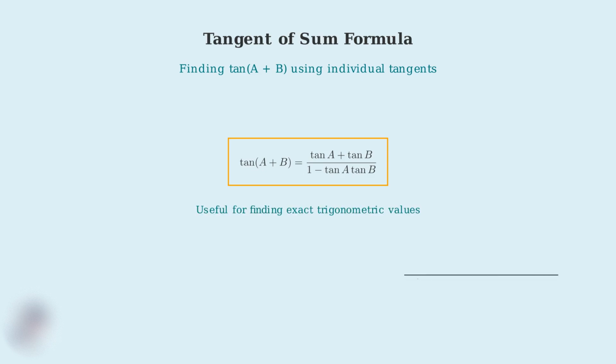This formula is incredibly useful when you need to find the exact value of the tangent of an angle that can be expressed as the sum of two angles with known tangent values. Throughout this video, we'll explore where this formula comes from, how to apply it step by step, and work through several examples, including finding tangent of 75 degrees and simplifying complex trigonometric expressions. By the end of this lesson, you'll have a solid understanding of how to use the tangent sum formula confidently in your trigonometry problems.